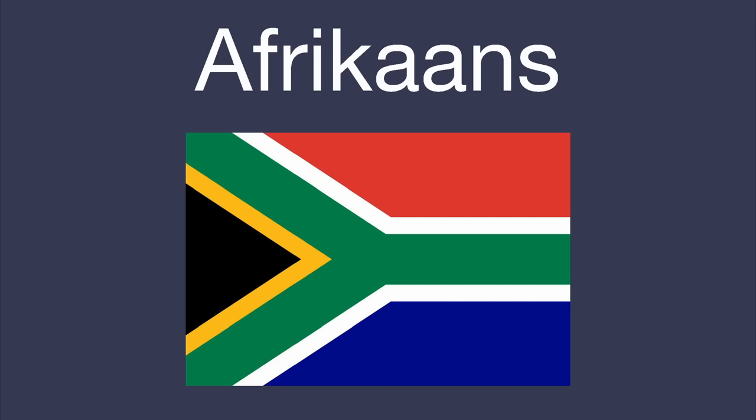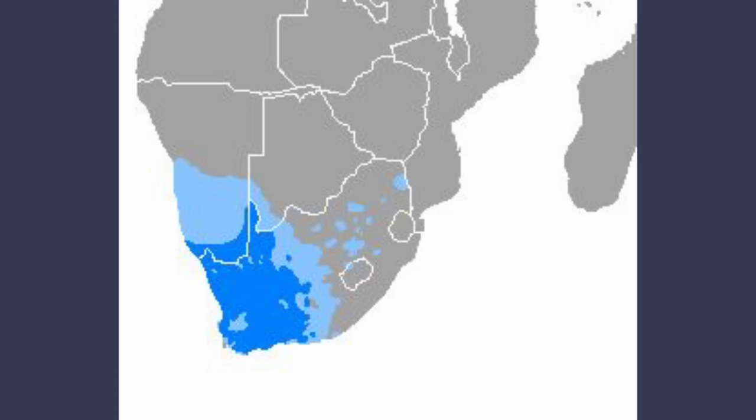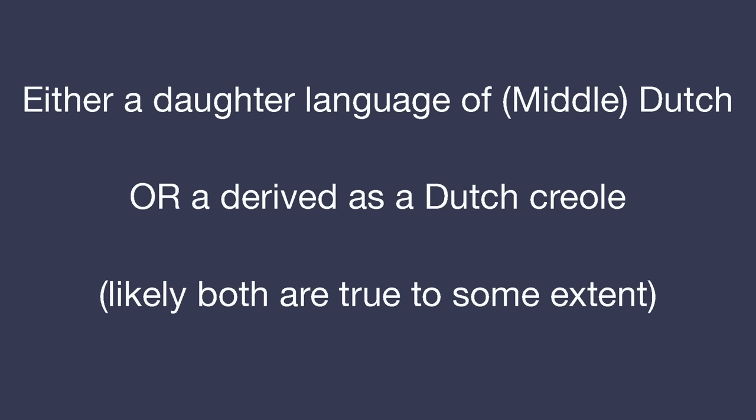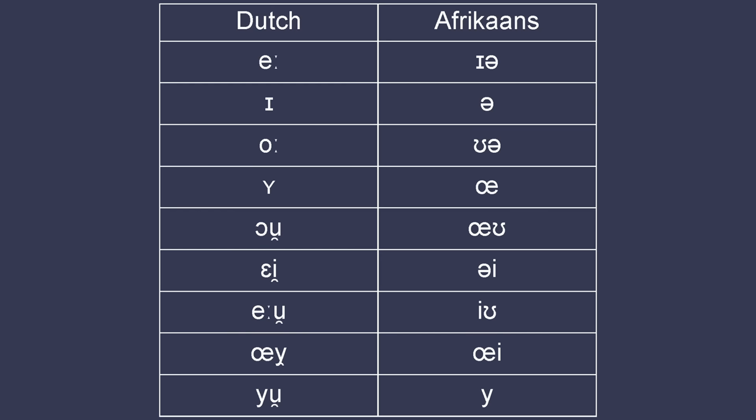Fortunately, there is one language derived from Dutch still alive, and that would be Afrikaans. Spoken primarily in the western part of South Africa, Afrikaans was somewhat creolized from Dutch. There are debates as to whether it's a creole or a daughter language of Dutch, but it's likely both of these to some extent. Vowels and diphthongs have shifted around significantly from their corresponding sounds in Dutch.